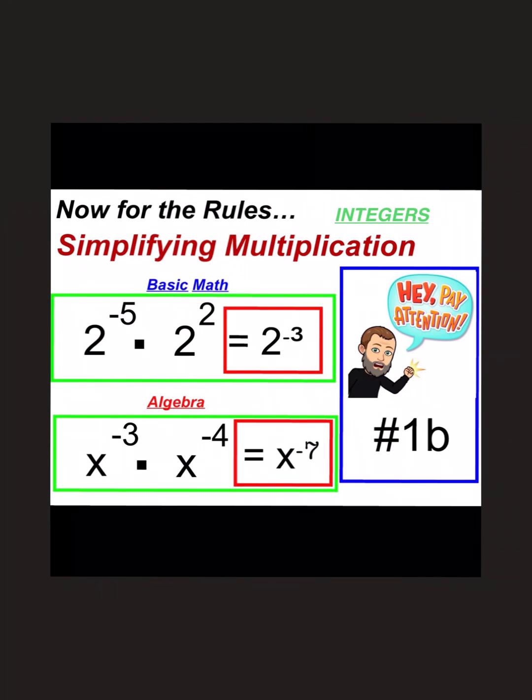Remember the rules. When you add -5 and +2, that comes out to be -3. So that's why my answer is 2 to the -3 power. Now, in the algebra example, my two exponents are -3 and -4. So now when we combine together two negative values, we add them together and we get x to the -7.